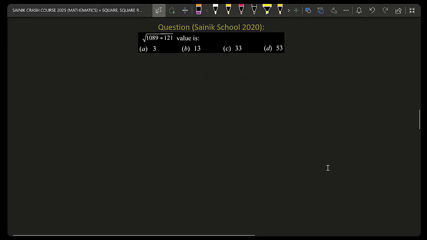Yes, this one. This question came in the 2020 exam. So square root of 1089 divided by 121. I forgot to tell you two properties. I will tell you now, then we will continue this question.